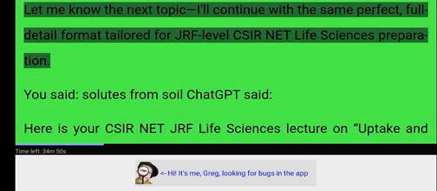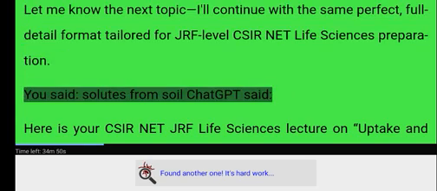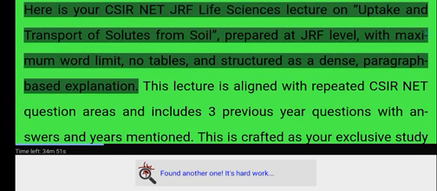Let me know the next topic. I'll continue with the same perfect, full detail format tailored for JRF level CSIR NET Life Sciences preparation. You said, solutes from soil. ChatGPT said, here is your CSIR NET JRF Life Sciences lecture on uptake and transport of solutes from soil, prepared at JRF level, with maximum word limit, no tables, and structured as a dense, paragraph-based explanation.